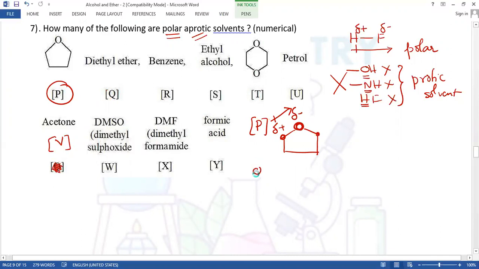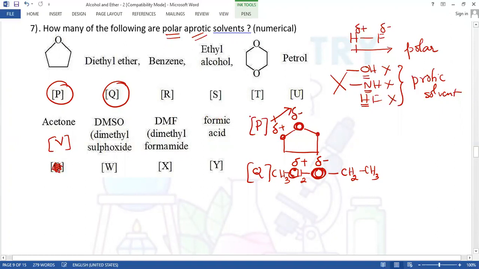Let me take Q. Diethyl ether. Ether is O. Then diethyl, CH2, CH3, ethyl on both sides. Now, carbon and oxygen, you take one side. Oxygen is electronegative, carbon is electropositive. Polarity is there, but oxygen is not attached to hydrogen. So Q is also a polar aprotic solvent, correct?